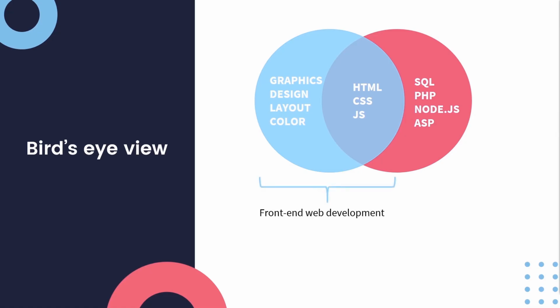If you summarize everything I've just said, the blue circle focuses specifically on front-end web development. Even though we haven't really covered graphics, design, layout, and color, we've somewhat touched on these principles as we worked through CSS. Lastly, the full stack of web development consists of both stacks. That's quite important to keep in mind.